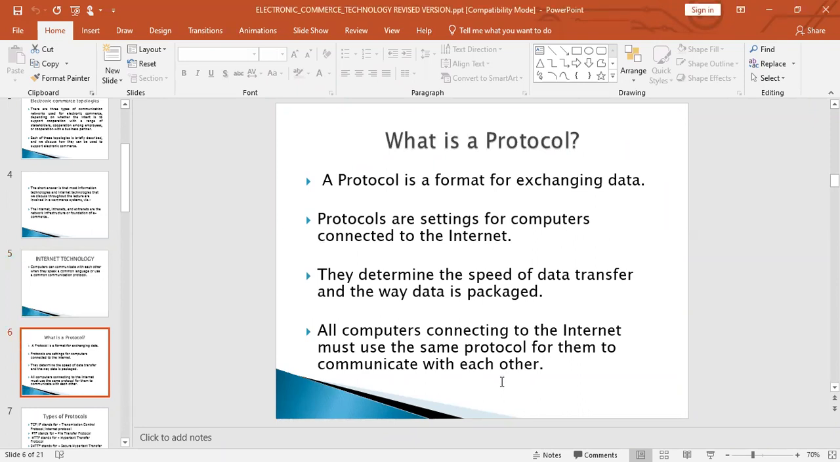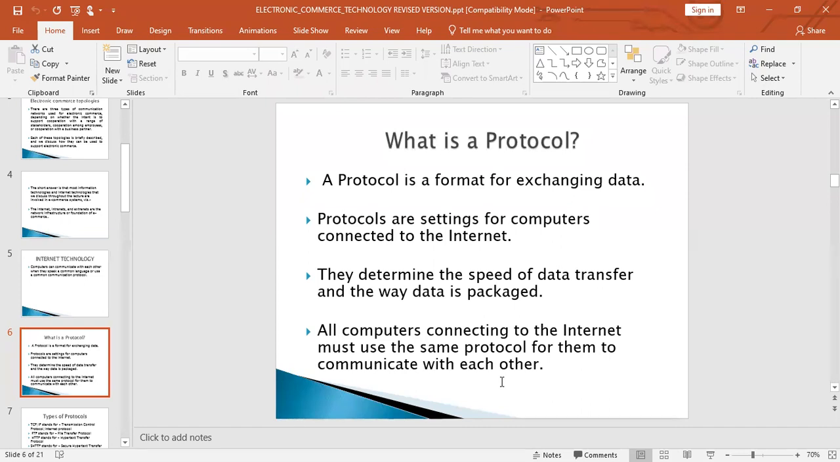So, what is a computer or communication protocol? When we talk about a communication protocol, we are just looking at the format for exchanging data. A protocol is a format for exchanging data. That is why I made mention earlier that without the protocol, the internet cannot function, because the internet functioning means exchanging of data from one person to another person, or from one computer to another computer. So the protocols give us the format for exchanging data.